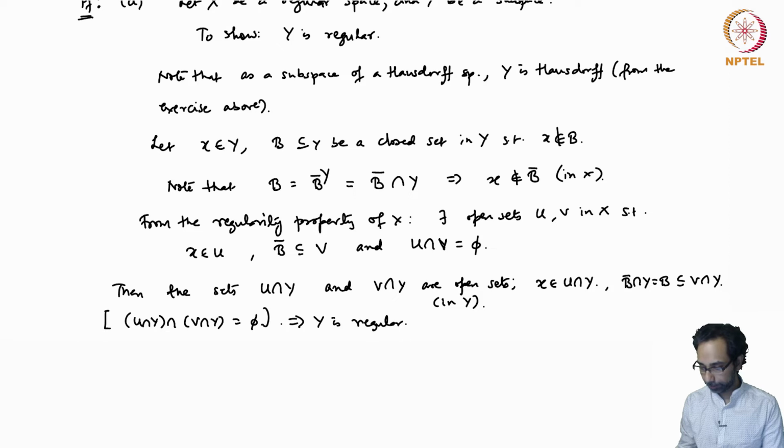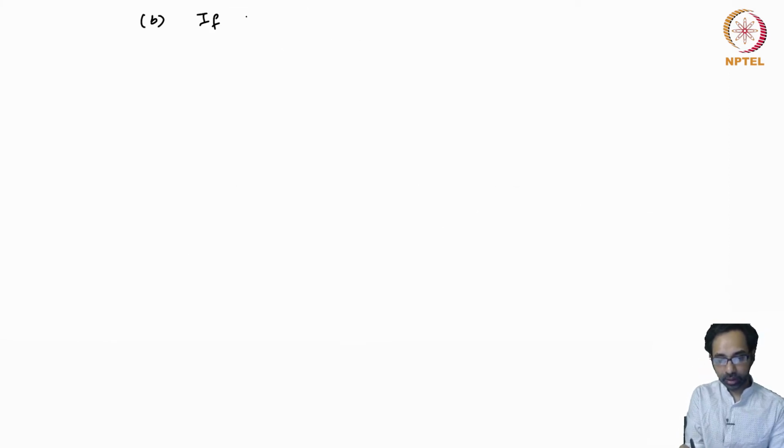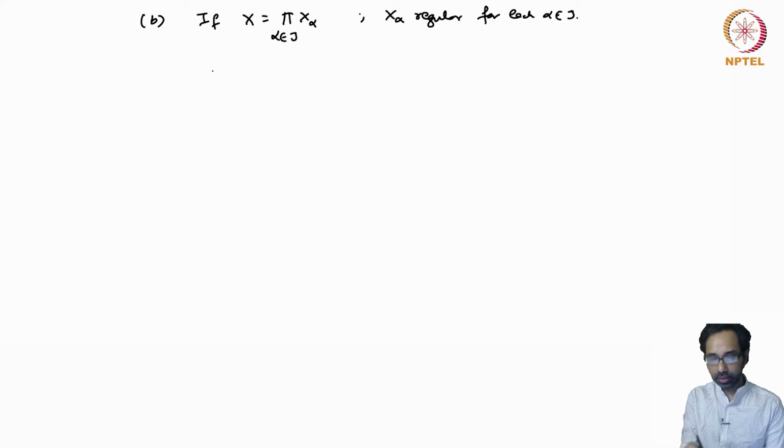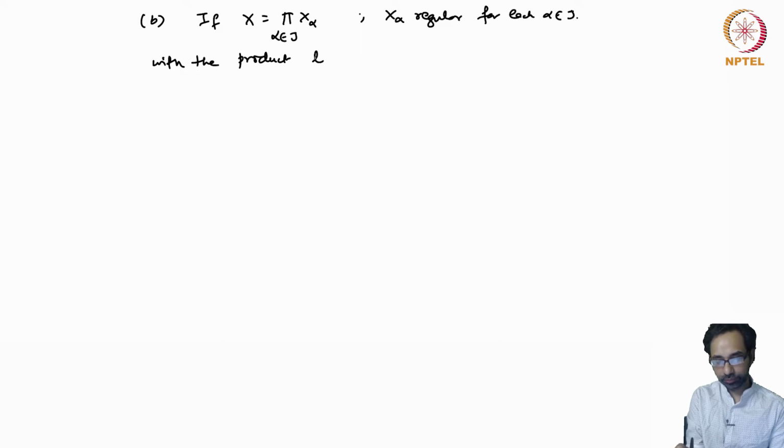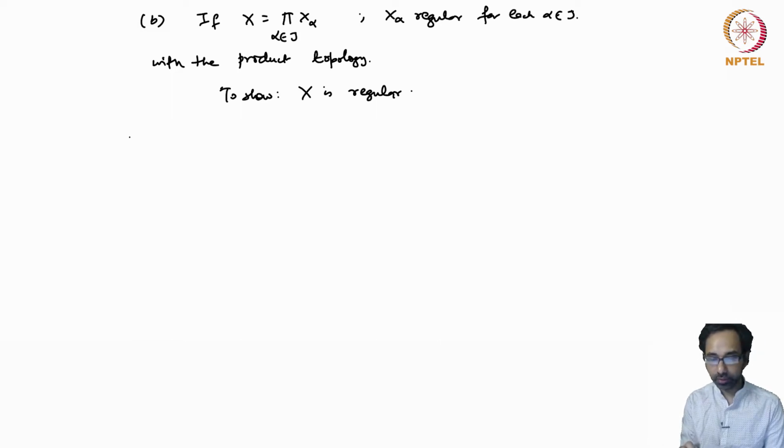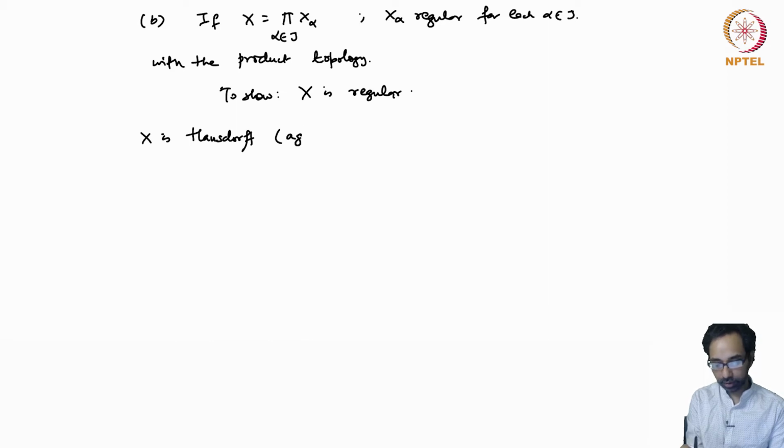Now similarly, to show that if X is an arbitrary product of X alphas, with X alpha regular for each alpha in J, so we have the product topology on X, and we have to show that X is regular. So in this case, again we have the arbitrary Cartesian product of Hausdorff spaces is Hausdorff. So X is Hausdorff, again from the exercise given above. And we just have to show the usual regularity property, right?